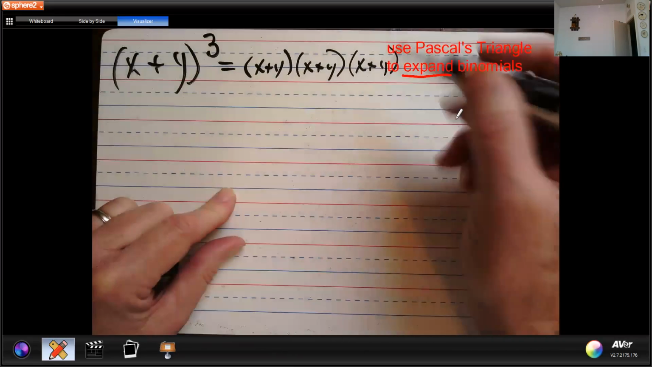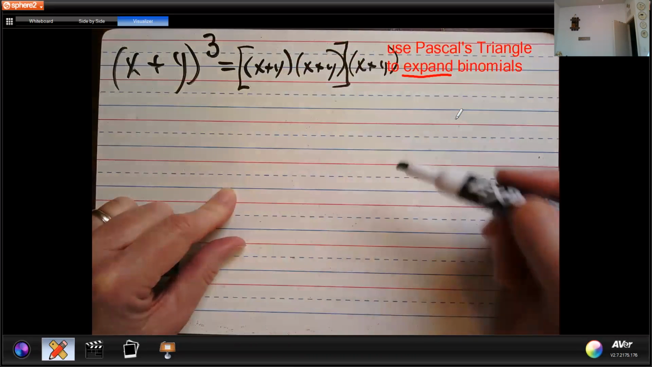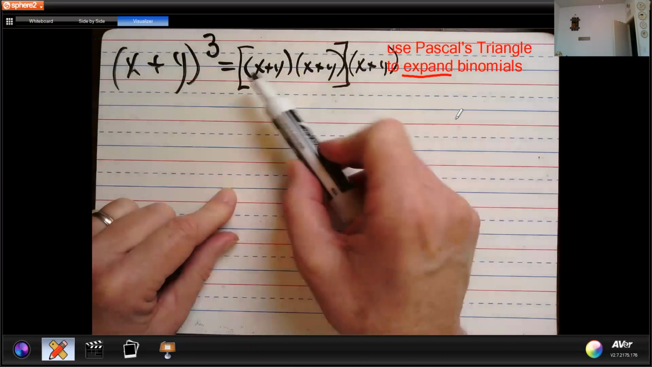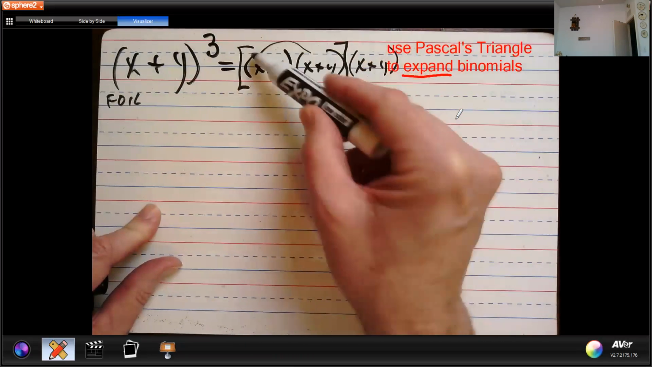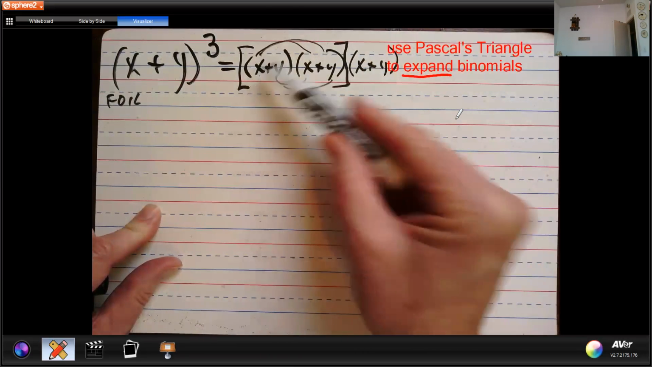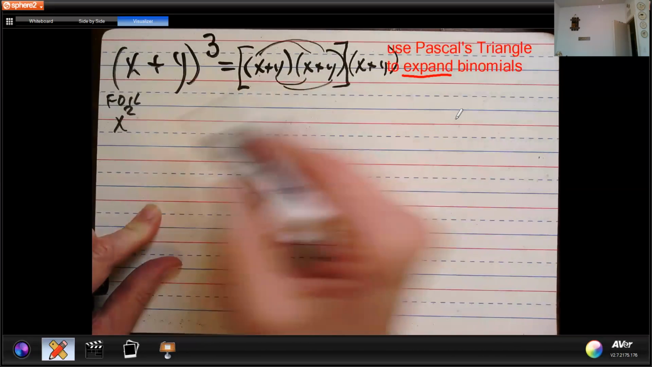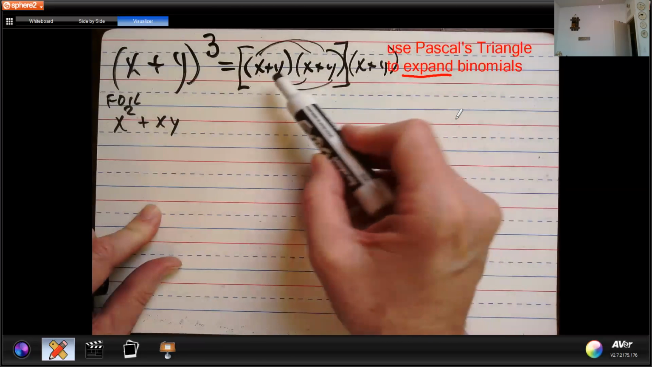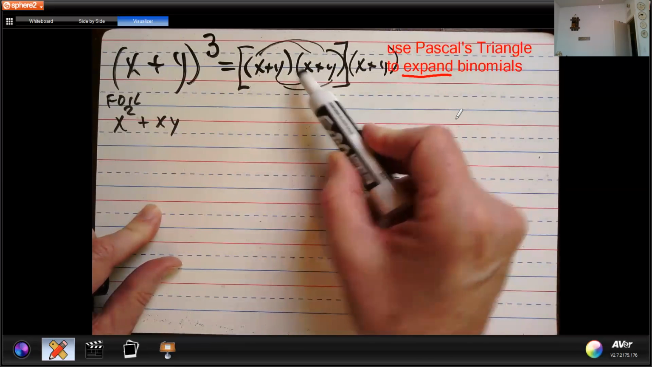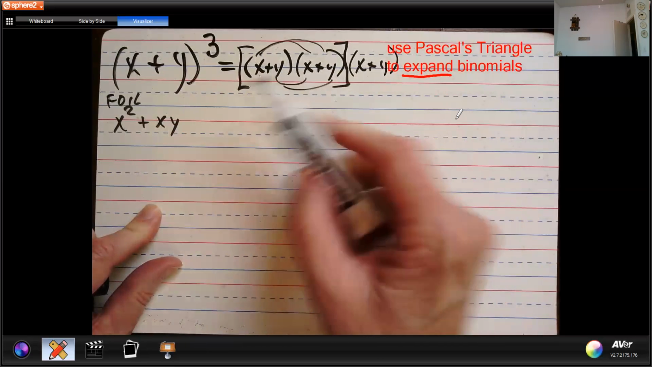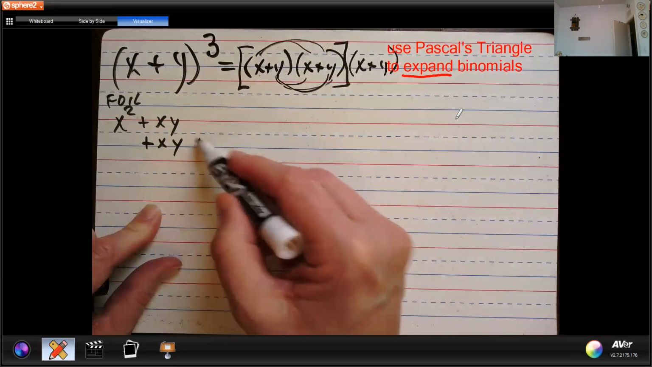So there has to be a better way. I'm going to show you the long way, and then I'm going to show you the short way, okay? The long way is where you multiply by FOIL. We know how to do that. So x times x would be x squared. X times y would be xy. Now here I have y times x, but I'm going to write it in alphabetical order because y times x is the same thing as x times y. So I'm going to write xy, and then y times y is y squared.